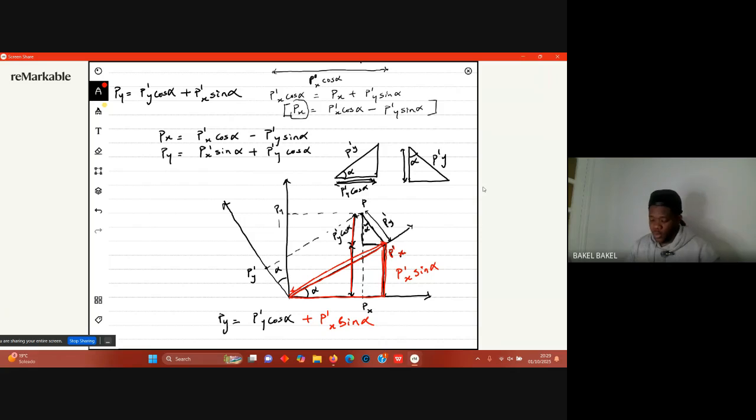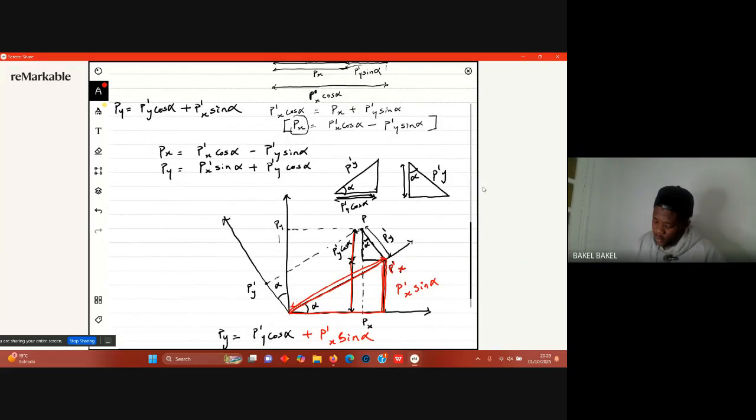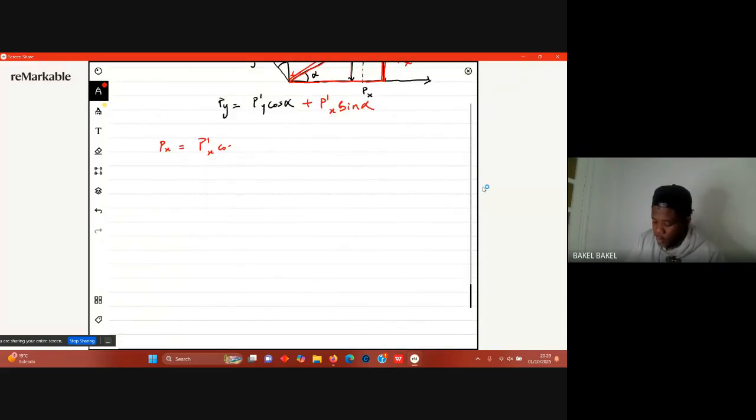Two equations that don't really solve anything yet. Px is equal to, sorry, what was the equation? Just to be sure. Okay. P prime x cos alpha minus P prime y sine alpha. Py equals P prime y sine alpha plus P prime y. What? Sorry.